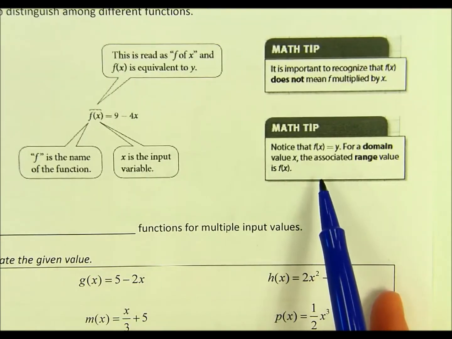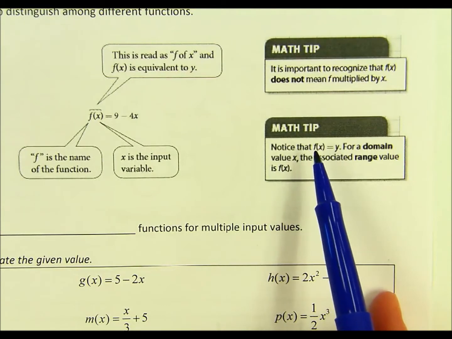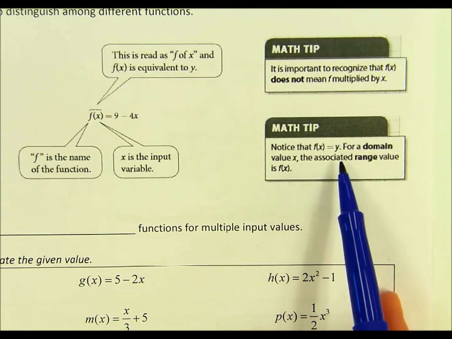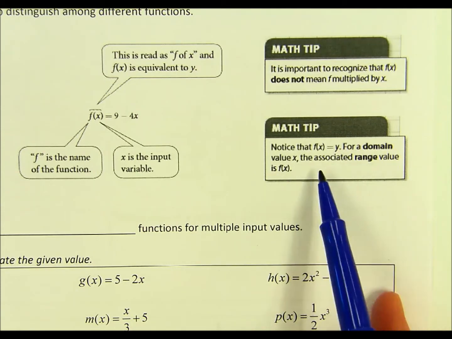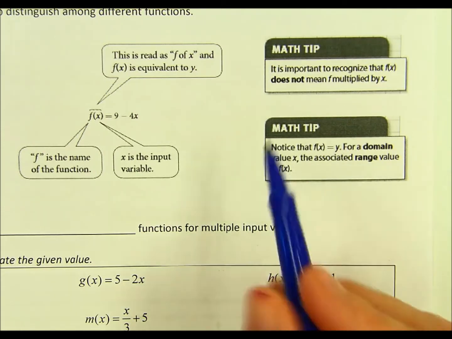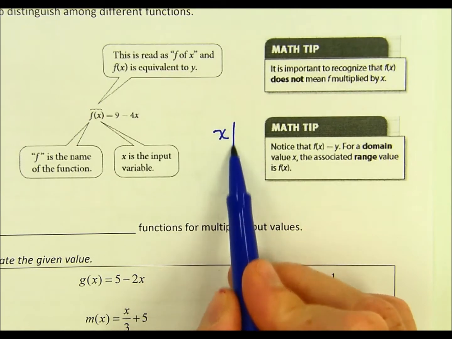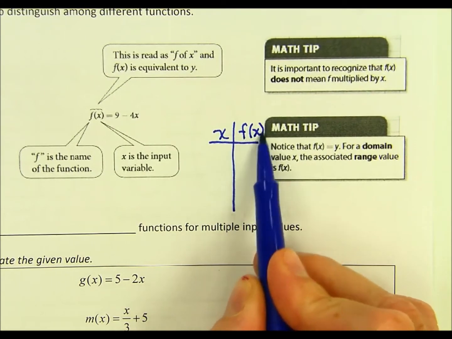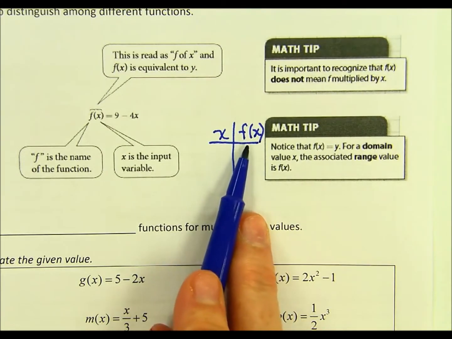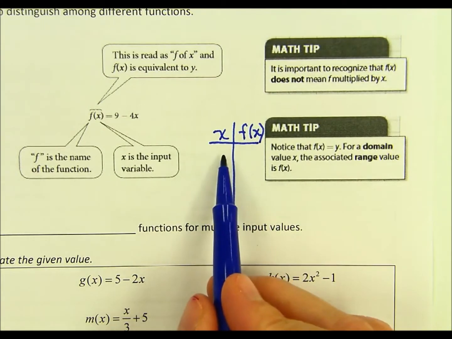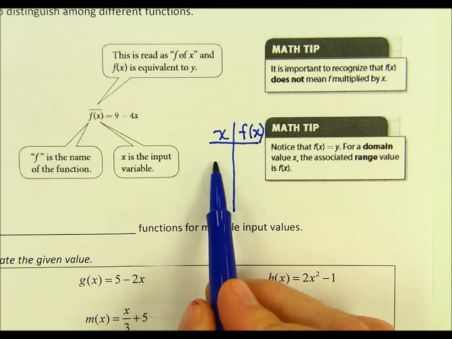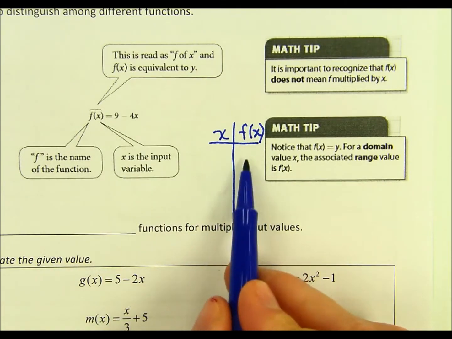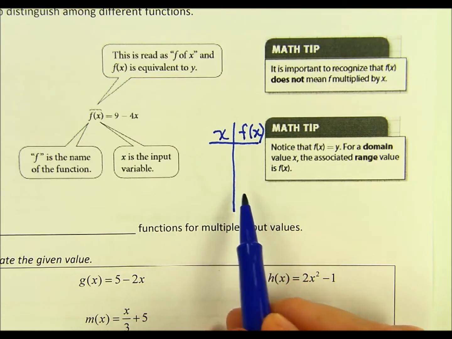So this math tip right here says notice that f of x equals y, for a domain value x and the associated range value is f of x. Now let me explain that just a little more. If you make an input-output table, you will no longer use y, you will use the function name. So x is the input, it goes in here, and f of x is what the output is going to be.